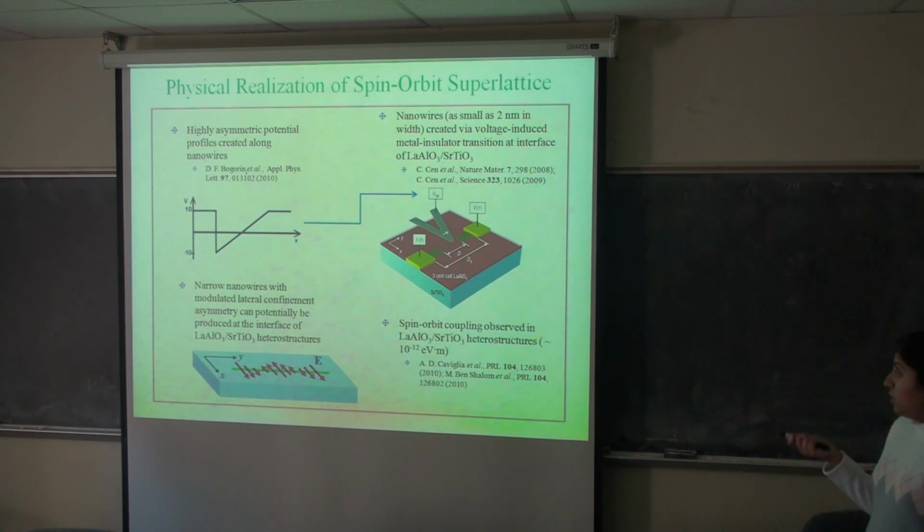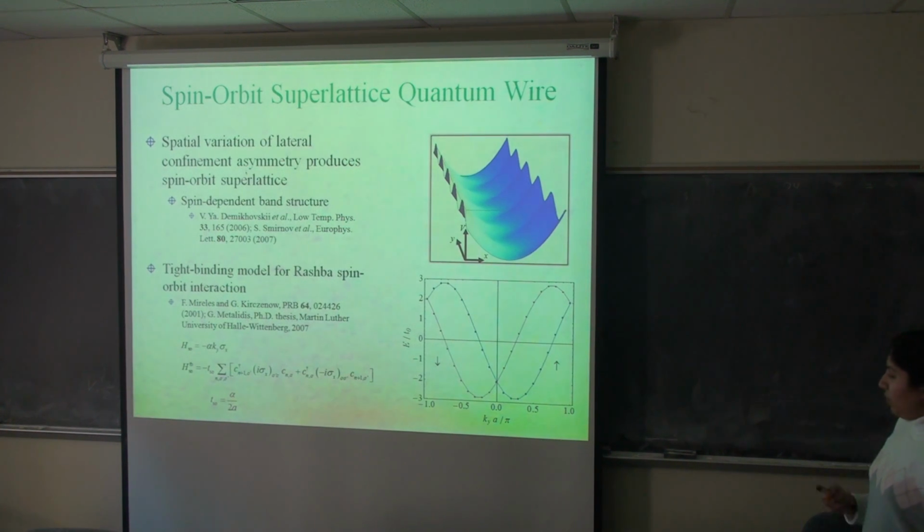In addition, spin-orbit coupling strengths of the order of 10 to the minus 12 electron volt meters have been measured at the interface of this system. So it's possible to have both perpendicular uniform and oscillating spin-orbit coupling within this system. So with the knowledge that we have a potential physical realization of these spin-orbit superlattice quantum wires, we can come back to their theoretical description.